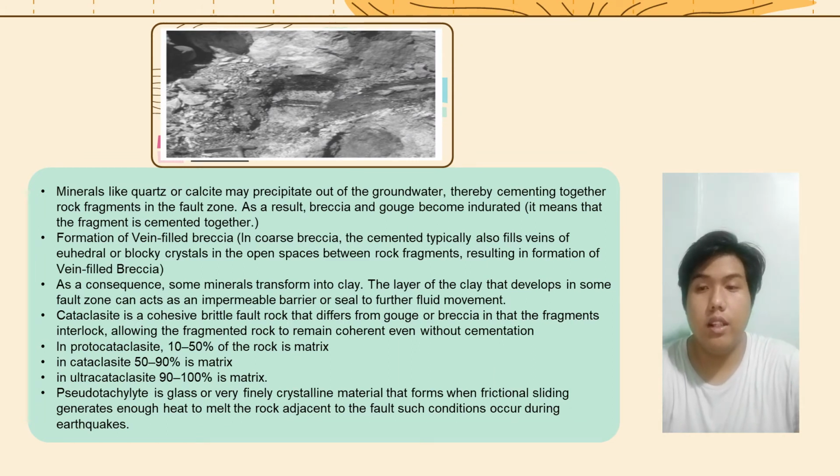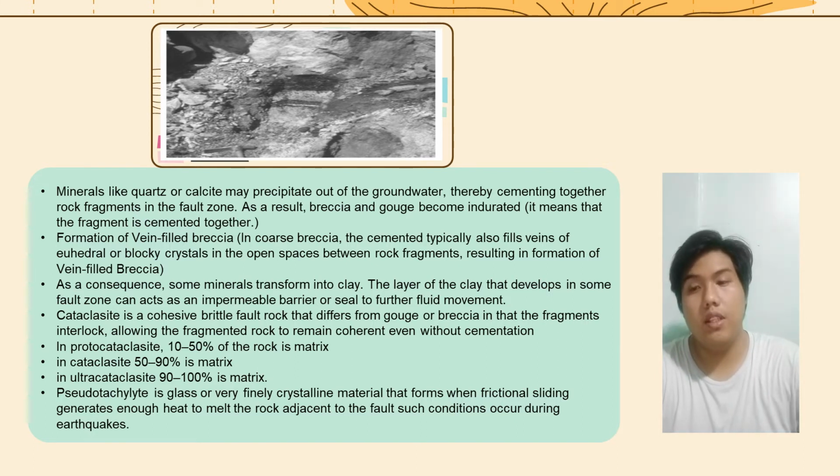Minerals like quartz or calcite may precipitate out of groundwater, thereby cementing together rock fragments in the fault zone. As a result, breccia and gouge become indurated. Indurated means that the fragments are cemented together. So, formation of vein-filled breccia: in coarse breccia, the cement typically also fills veins of euhedral or blocky crystals in the open space between rock fragments, resulting in the formation of vein-filled breccia.